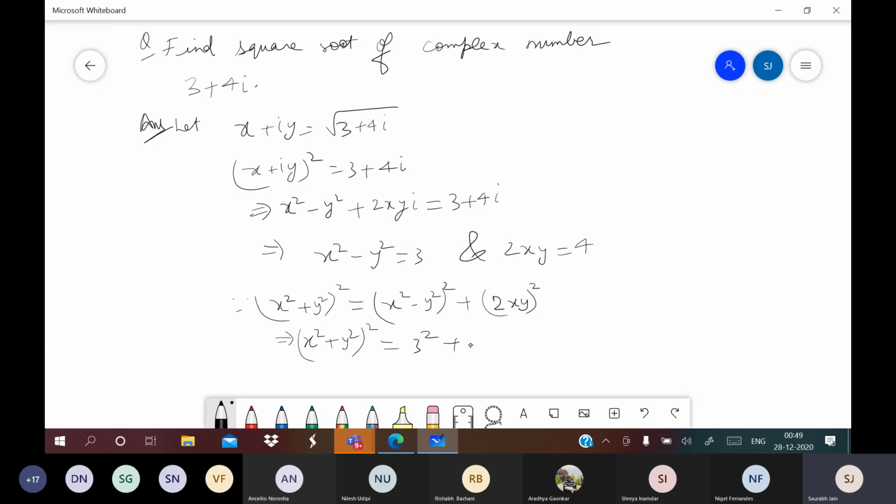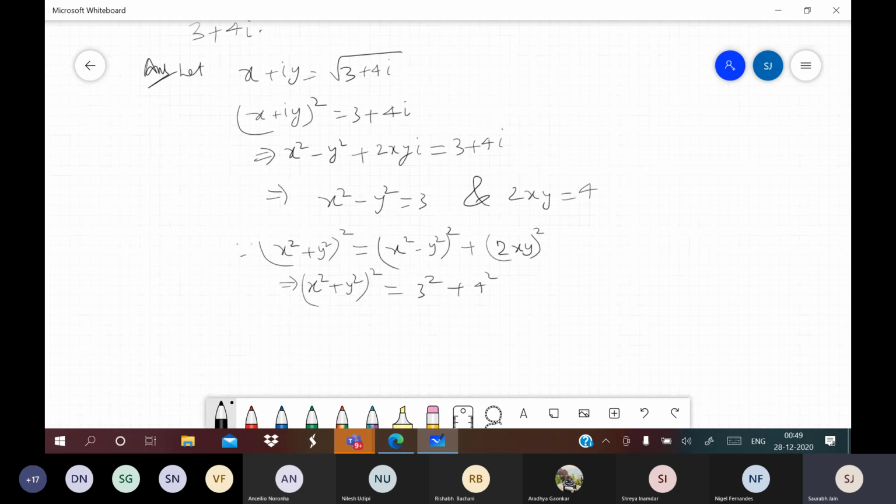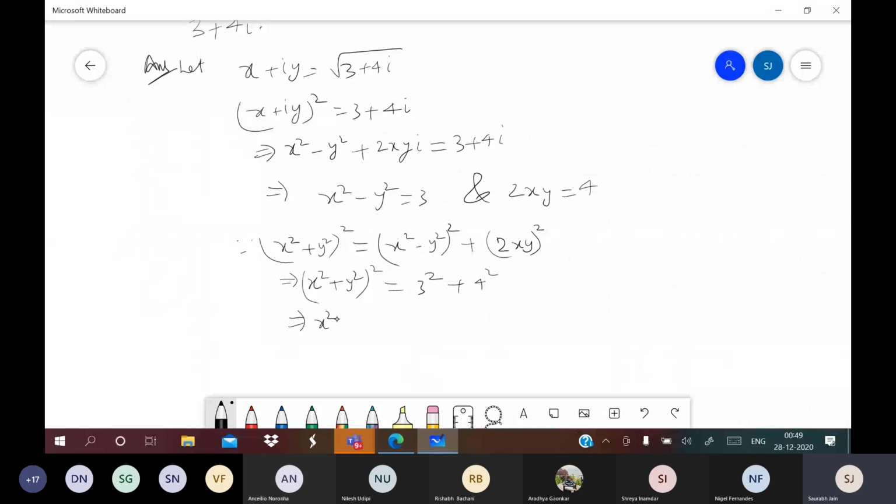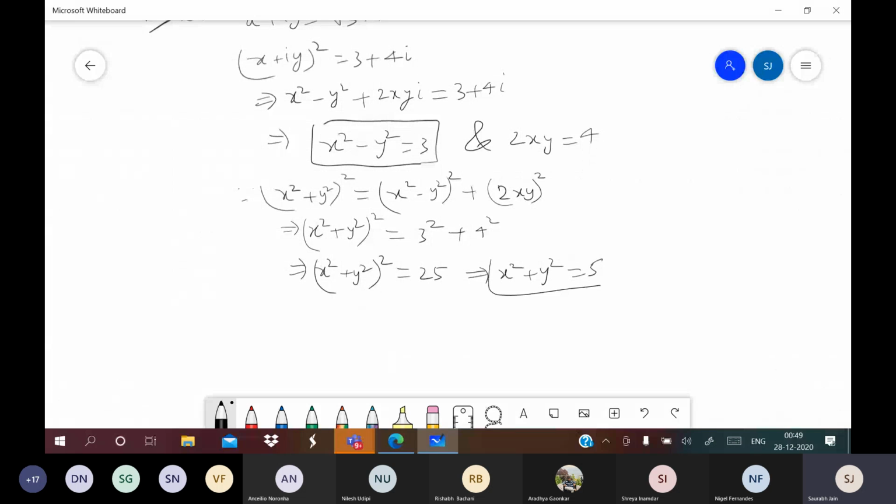This will be 3 square plus 4 square and it will come out to be 5. This time the calculation will be easy. Sorry, this is 25. So when you take the root, as I told you, here you write only plus. Why? Because it is a sum of two squares. Now solve these two equations in these boxes.